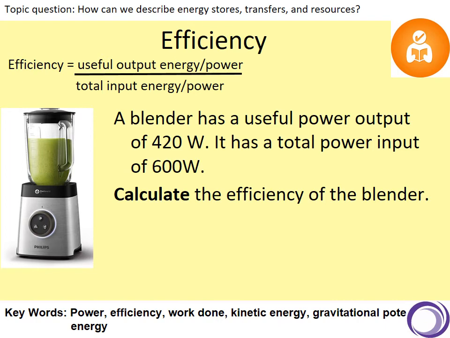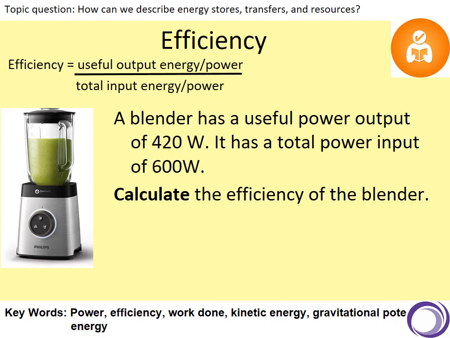Now we're going to look at efficiency. Efficiency describes how energy is transferred usefully. For example, for a light bulb, the main energy transfer is from electrical energy to light energy. So your light energy would be your useful energy. However, some of that energy may be wasted as thermal energy. A light bulb isn't necessarily 100% efficient because not all of the electrical energy transfers into light energy. Some of that is wasted as thermal energy into the surrounding area.